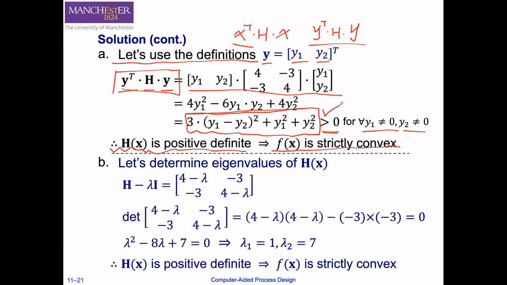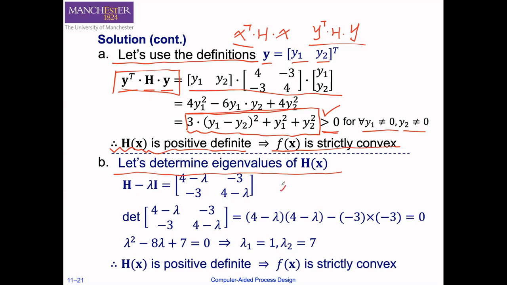For this example, it is not too difficult to prove the term y transpose times the Hessian matrix times y is always positive. However, if the Hessian matrix is a bit more complicated, let's say if the Hessian matrix is a 4 times 4 matrix, then it is not convenient to prove. Okay, let's use the eigenvalues. We first need to determine the eigenvalues of this Hessian matrix.